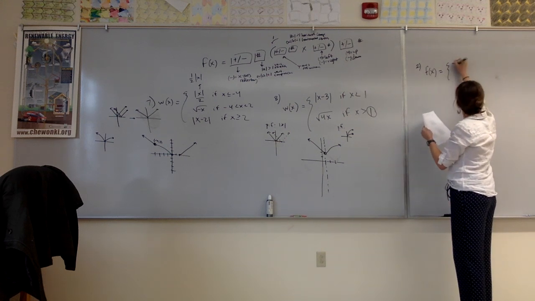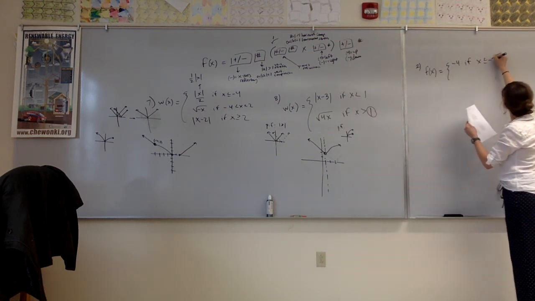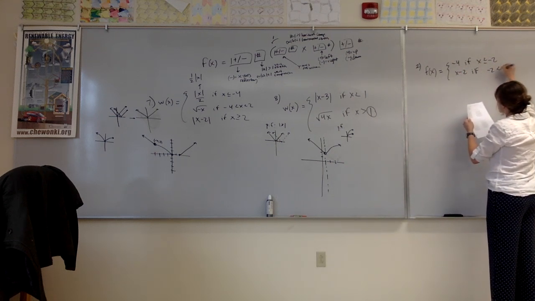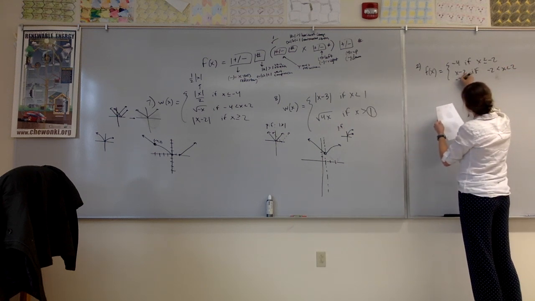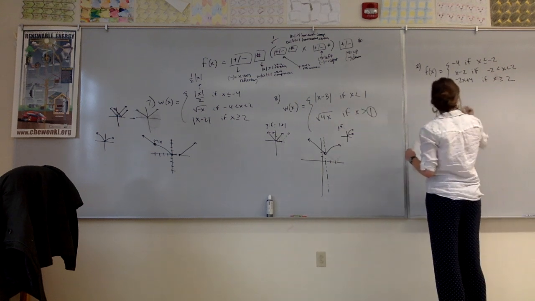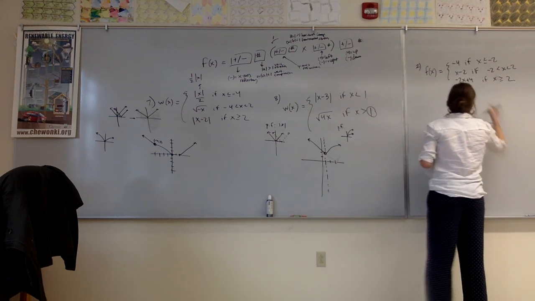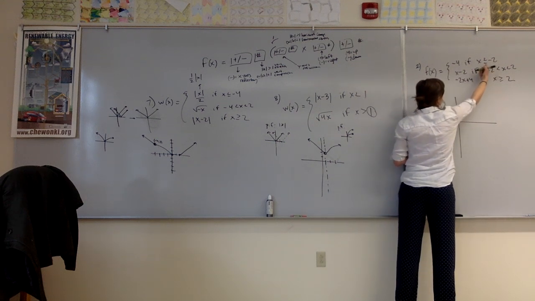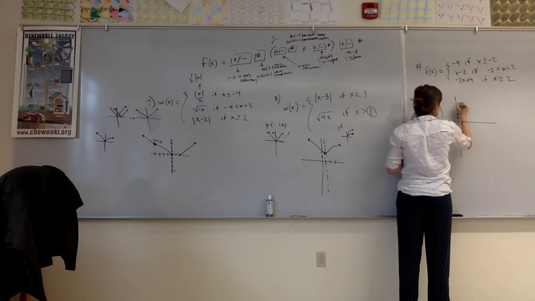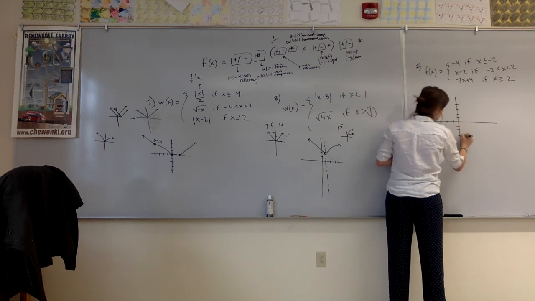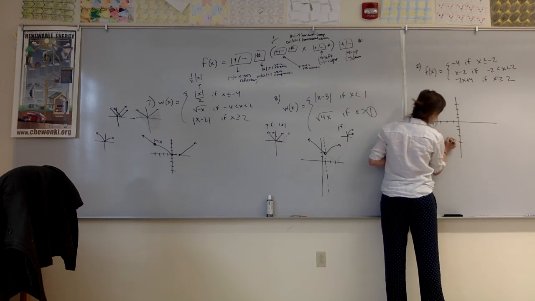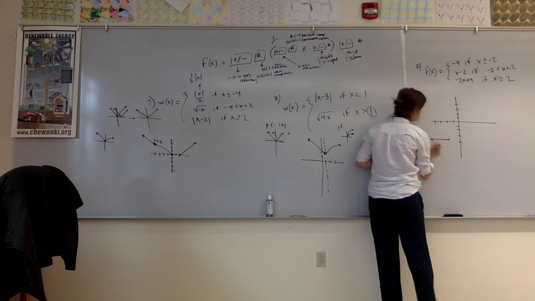F of x equals -4 if x is less than or equal to -2, it's x minus 2 if -2 is less than x is less than 2, and it's -2x plus 4 if x is greater than or equal to 2. So my y equals -4 for all values of x that are less than or equal to -2. So I go over to -2, down to -4, and I have a closed circle here, and an arrow going to the left.